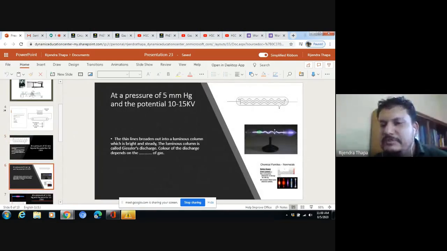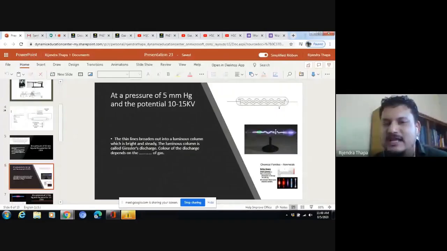The thin lines broaden out into a luminous column, which is bright and steady. Broadening out means it spreads, and it forms a luminous column which is bright and steady. This luminous column is called glow discharge.